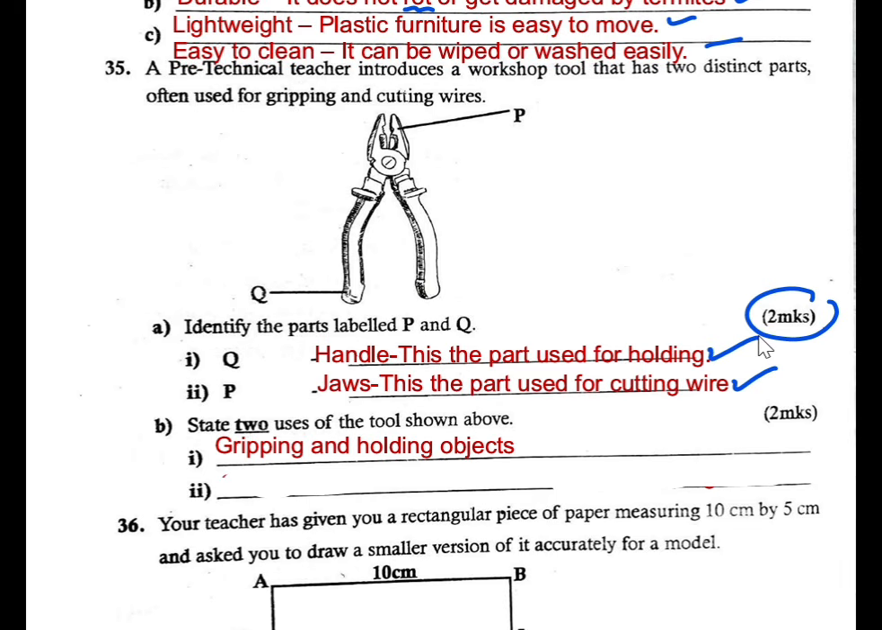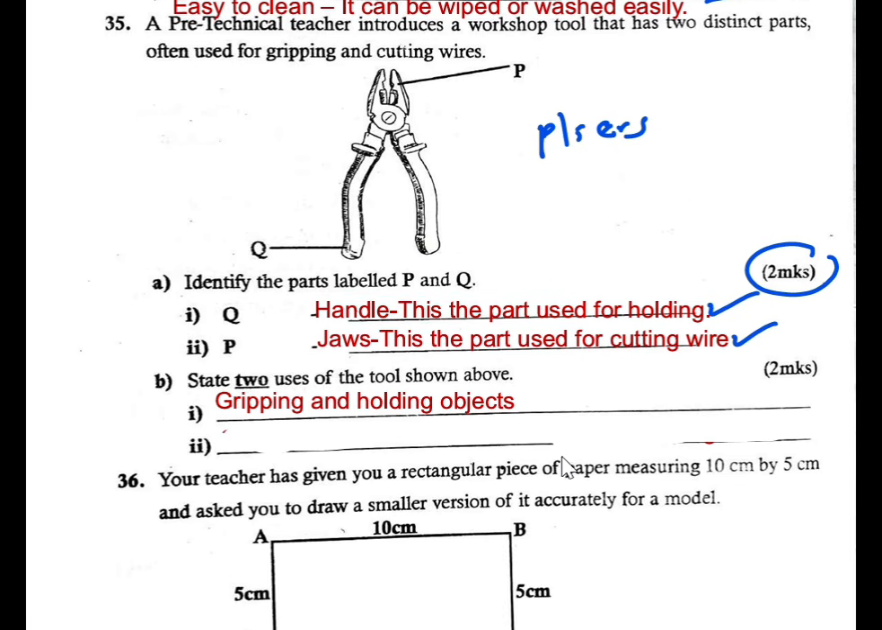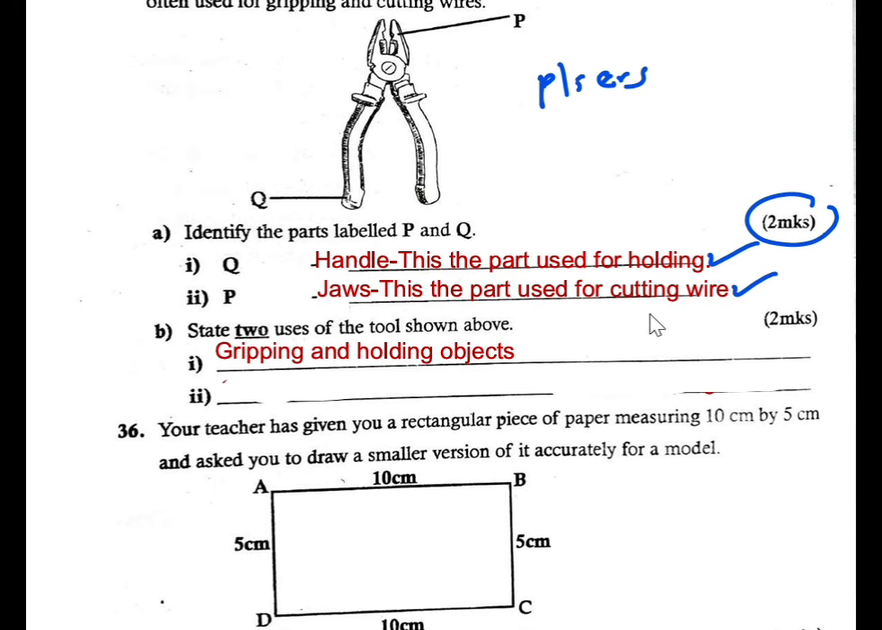Part B, state 2 uses of this tool shown above. In pliers, the tool, the name is pliers by the way. Kazi ya pliers ni gani? 1, it is used to grip and hold objects when you are working. So for example, kama maybe you are tightening a nut, or maybe you are opening, you can hold the nut and then you tighten with the screw. So gripping and holding objects.